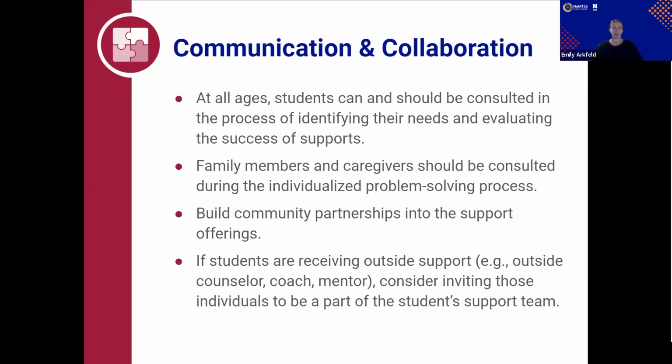As discussed earlier in this webinar, while student voice and family and community communication and collaboration are important at all levels, it is especially vital at the student level. We need to ensure that each student, regardless of age, is a part of the process identifying their needs and evaluating successes. We also need to have ongoing, open, two-way communication with family and caregivers and involve any community providers and partners as necessary.